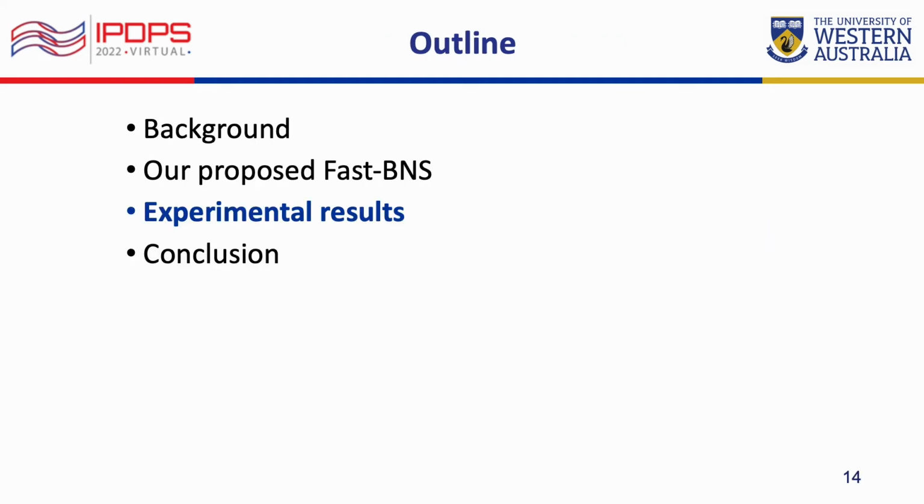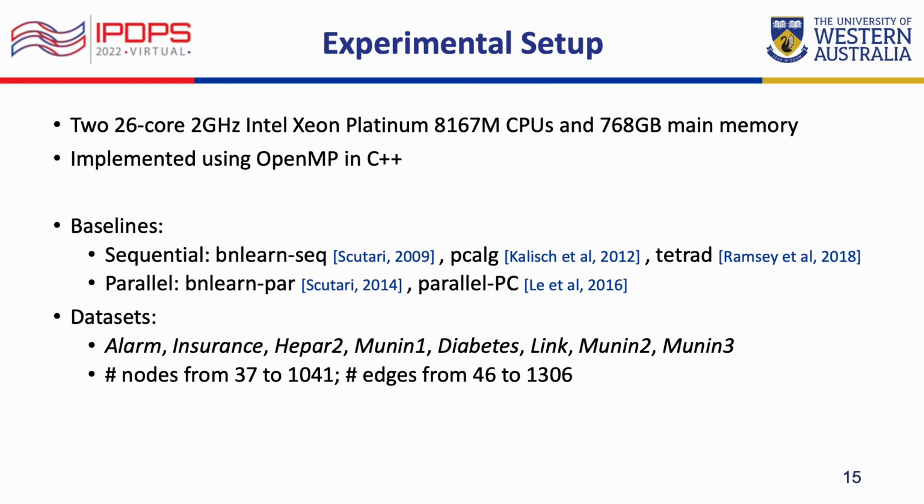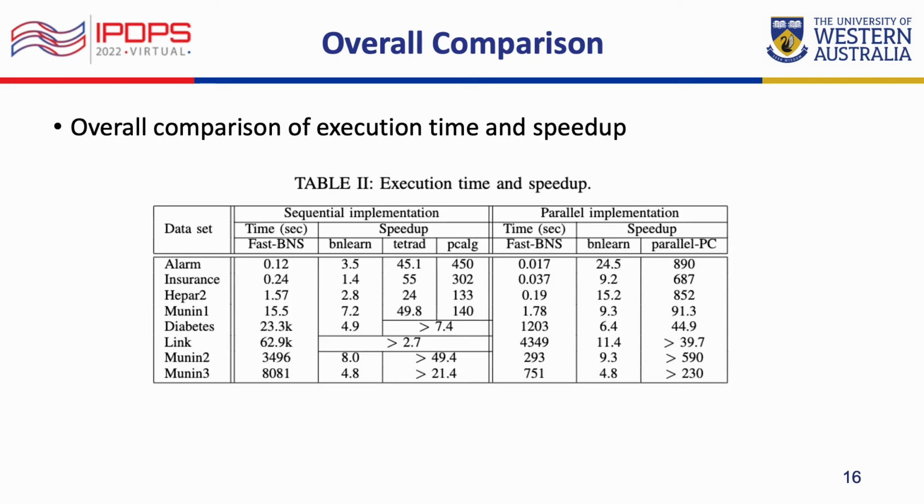Next, I will report some key experimental results. We compared our FastBNS with 3 sequential baselines and 2 parallel baselines, and the datasets used in our experiments are obtained from 8 reference Bayesian networks of different sizes. These networks have been widely used for comparative purposes in the literature. For overall comparison, we obtained 5,000 samples from each of the networks.